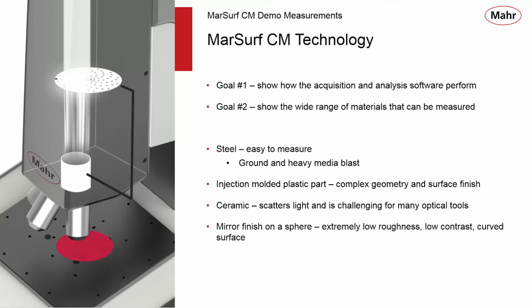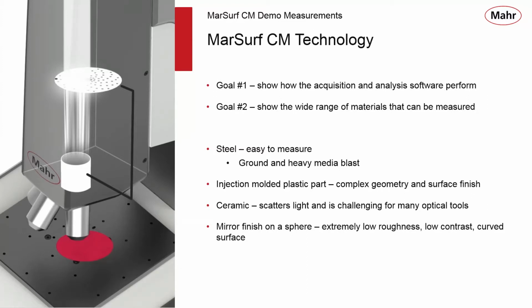And to that end, we've selected a few different materials to look at. The first two measurements we're going to make are on steel parts. The first surface is a ground steel surface, very easy to measure. The second surface is a heavily media blasted surface. It's a steel coupon, very, very steep flanks, very faceted surface. That combination of very dark areas and very bright, highly reflective areas is fairly tricky for an optical tool to measure, and we'll show you how well we perform on that.